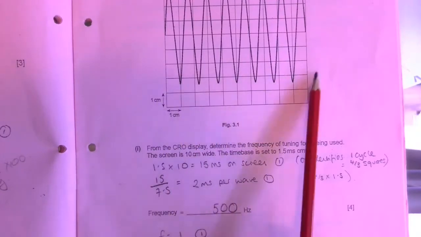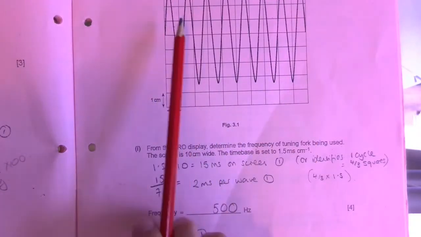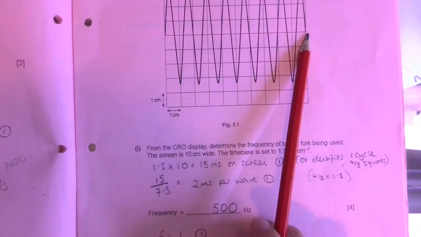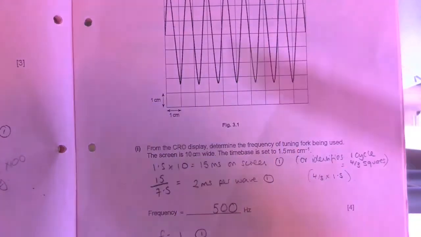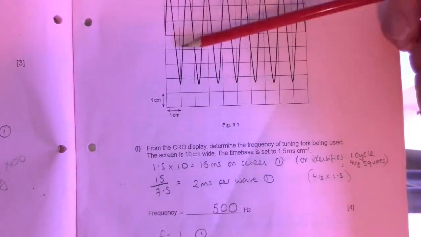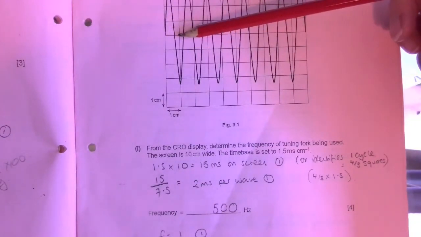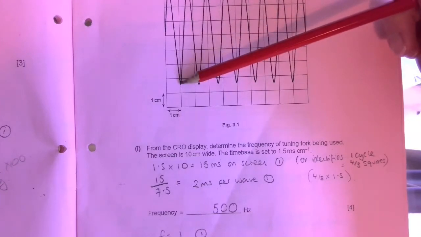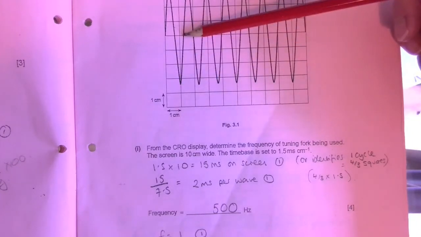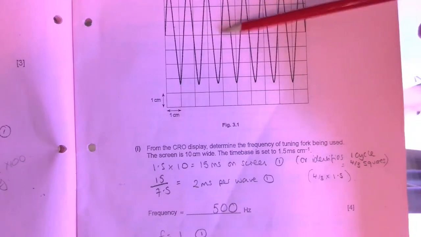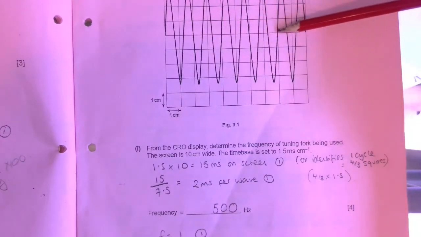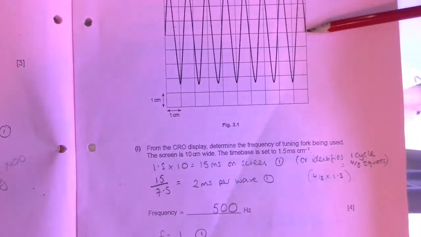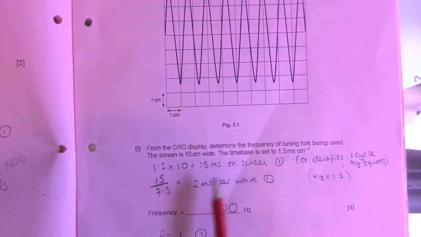The whole screen is 15 milliseconds, so the time from here to here is 15 milliseconds. Then if you count how many waves there are, so one, oh, I've lost track already. There's one, isn't it? No, there's one. 1, 2, 3, 4, 5, 6, 7.5. So 15 milliseconds for all the waves. If we divide by 7.5, it tells us that each wave is taking 2 milliseconds.